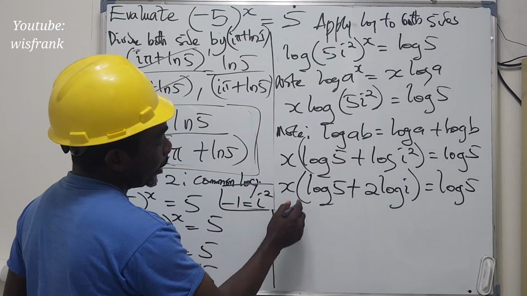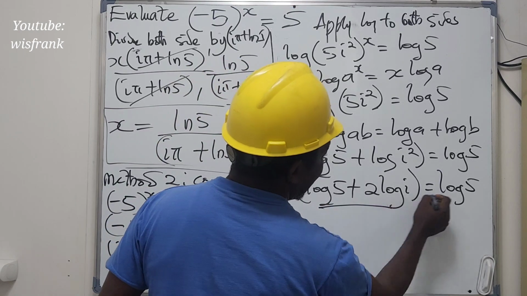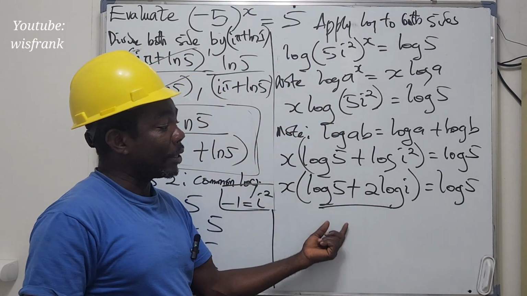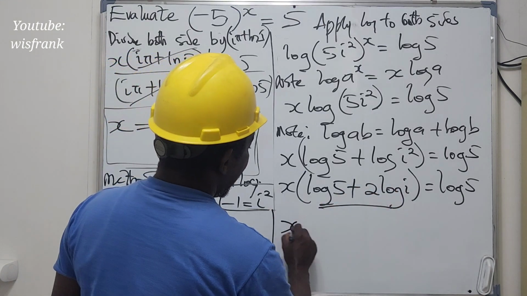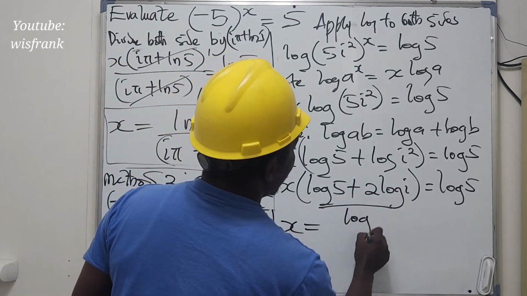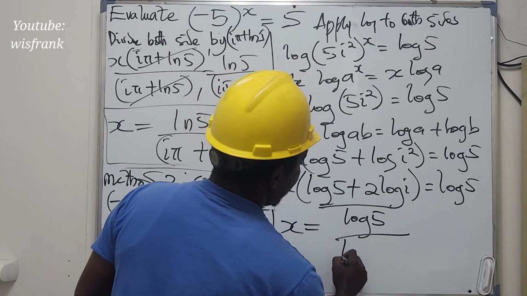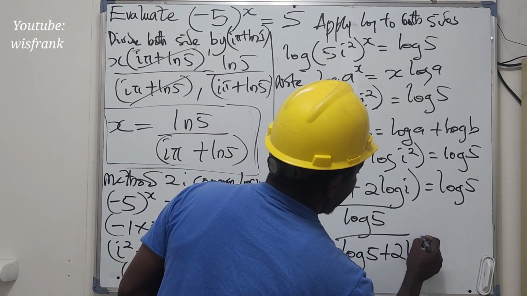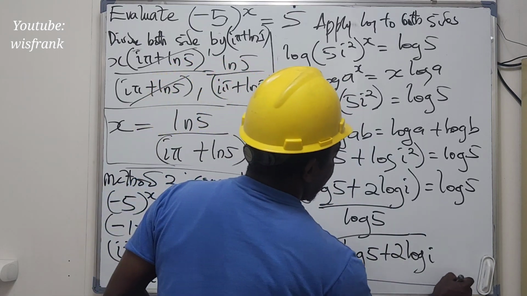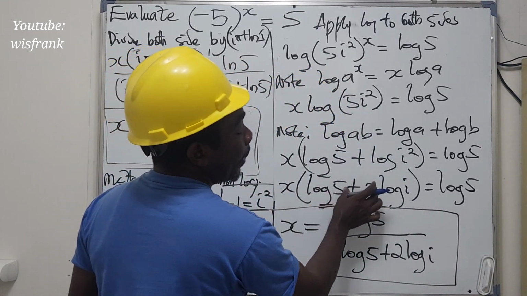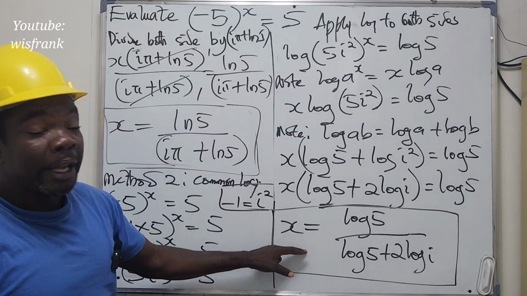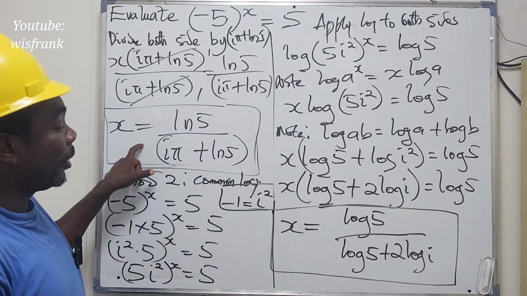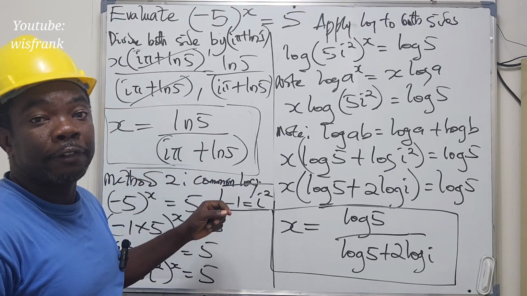In this case, we are going to divide both sides by this factor. When we divide, they will cancel each other. So we are going to have x equals log 5 all over (log 5 plus 2 log i). So this is the value of x that we have when we divide both sides. We have here the value of x from the second method, and we also have here the value of x from the first method.